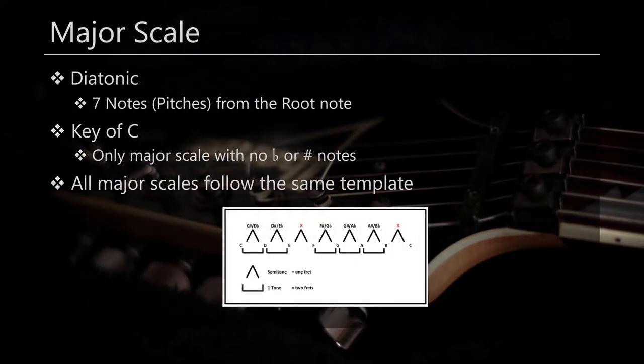I'm going to start off with the key of C, because the key of C is the only one with no flats or sharp notes, so it's nice and easy. One of the things we want to remember is that a major scale is known as a diatonic. So it is made up of 7 notes or pitches from the root note. In the key of C, we're looking at C, D, E, F, G, A, B, and then back to C. And we've brought forward our template that we've been using, because this works again for the scales. It pretty much works everywhere, and all major scales follow this same template.